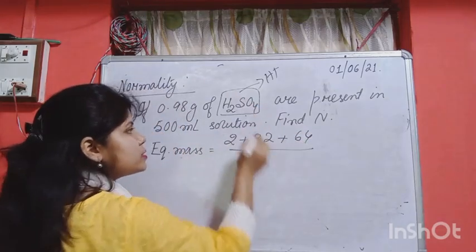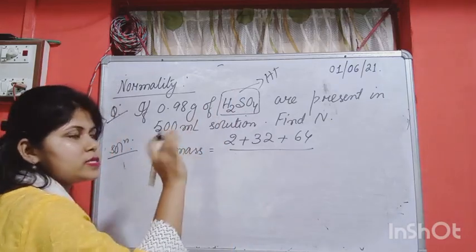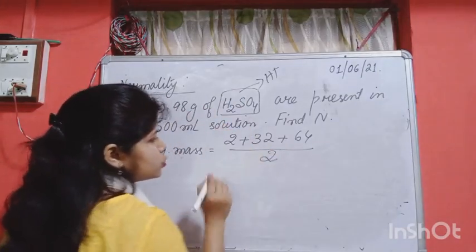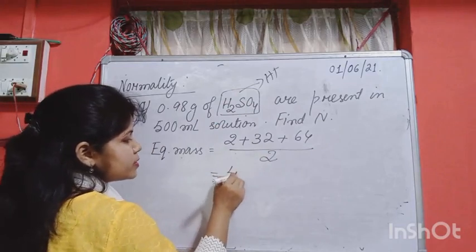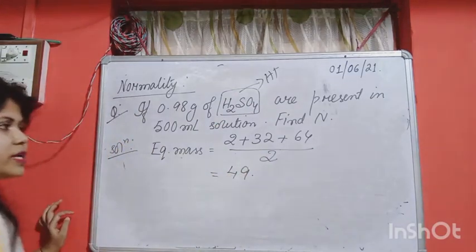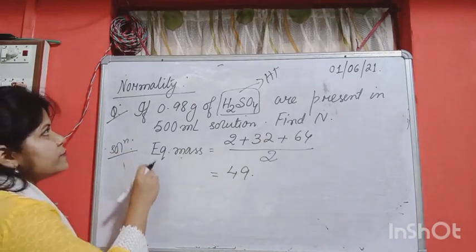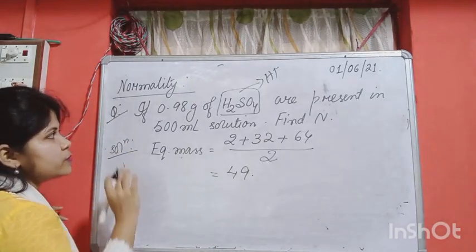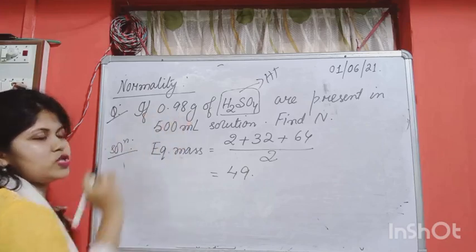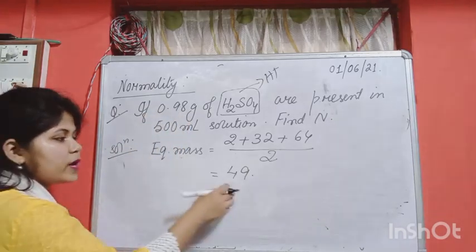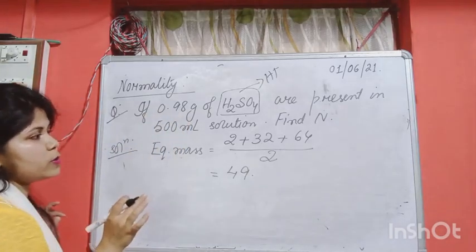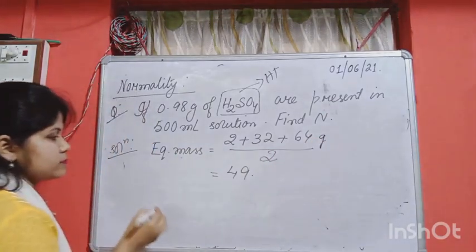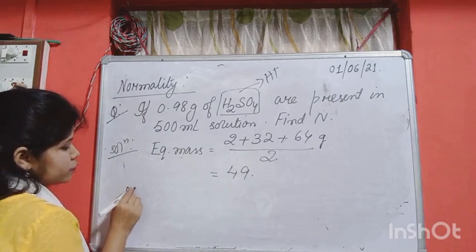What is the valency factor? It is an acid, so we will consider the basicity. That means H plus ions. How many H plus ions? 2 H plus ions. So 2. So from this we will get 49. Now, what is the formula for normality? Number of gram equivalent. To find the gram equivalent, what do we need? We need the given mass. So given mass is how much? 0.98 gram. Equivalent mass we have found out. Now next, we have to find out the normality here. So volume is also given.